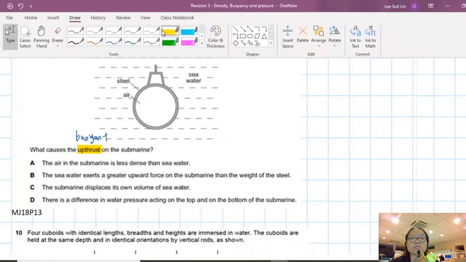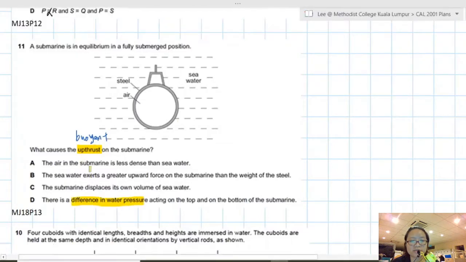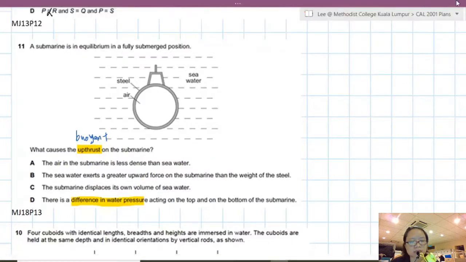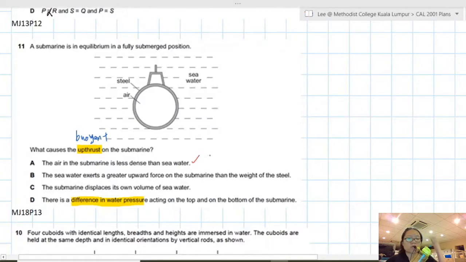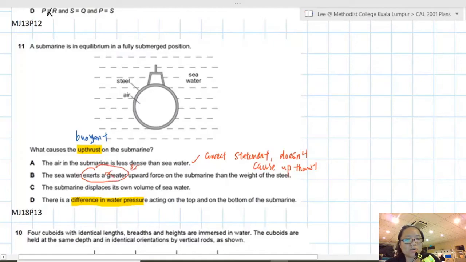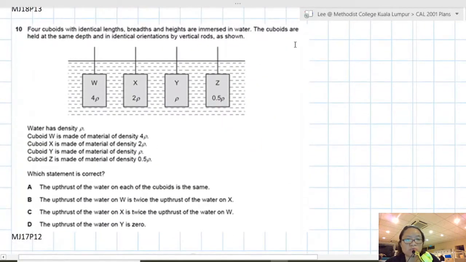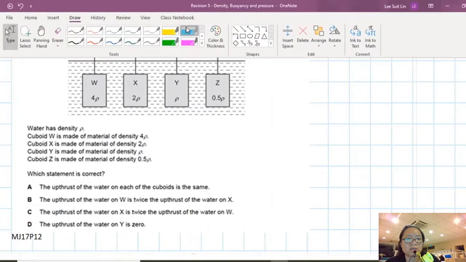What causes the upthrust? Actually, you don't even need to read. You just look for pressure difference. Another word for upthrust is buoyancy or buoyant force. Pressure difference. Okay, D. Not saying that A, B, C are wrong statements. It doesn't matter whether the statement is correct or wrong. Like for example, A is a correct statement. Air is less dense than water, but that does not cause upthrust. Okay, seawater exerts a greater upward force than the submarine. If the submarine is stationary, right, the seawater force is equal to mg. Okay, and the submarine displaces its own volume. That one is also a correct statement, but doesn't explain it.